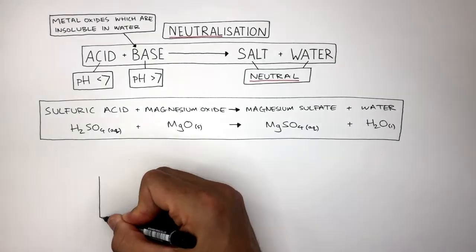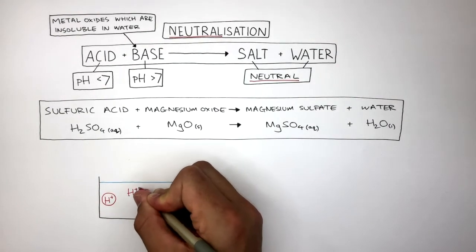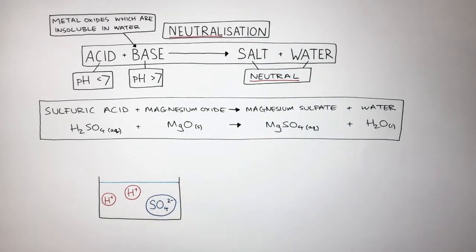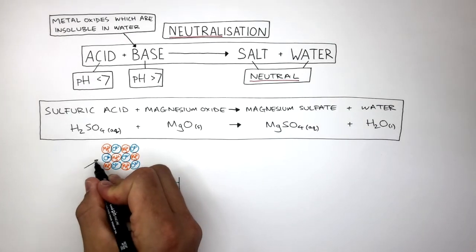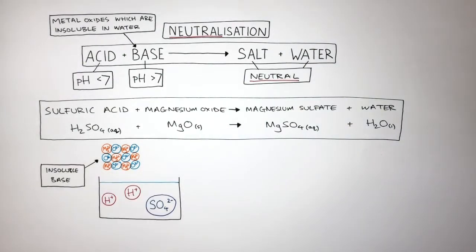So here I'm showing a beaker containing sulfuric acid, where there are 2 hydrogen ions and 1 sulfate ion for every sulfuric acid molecule. And here I'm drawing a particle diagram of magnesium oxide, which is an ionic compound consisting of magnesium ions and oxide ions held together by strong ionic bonds. As this is a metal oxide, we know this is an insoluble base. Magnesium oxide will not dissolve in water.